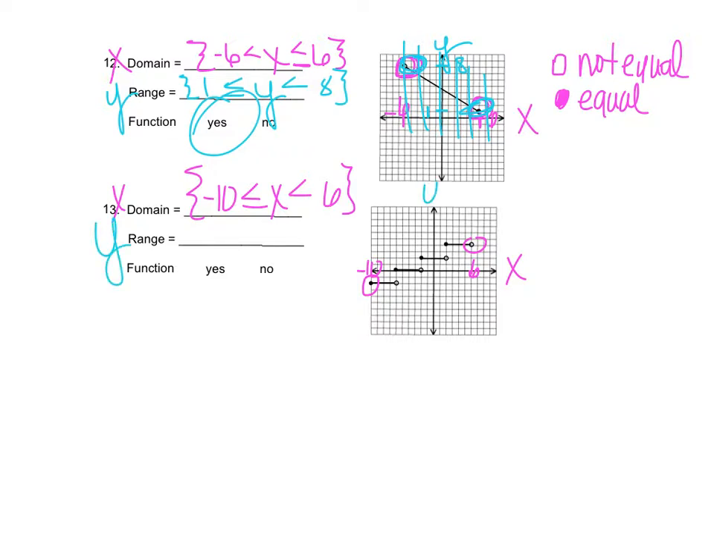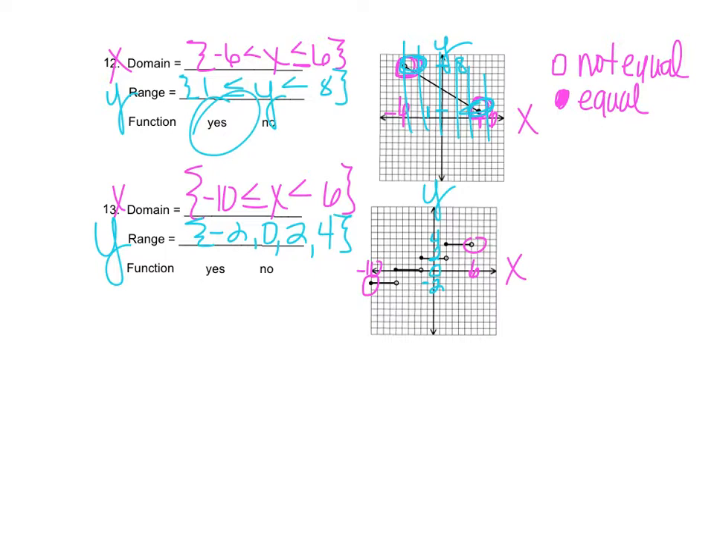The range is going to be a little different on this one. Notice the smallest y value is -2, but it doesn't include the numbers in between -2 and -1, and -1 and 0. It only includes -2, 0, 2, and 4. Those are the only 4 values that we are using on the y-axis. So you're just going to write -2, 0, 2, and 4, because it doesn't include everything in between those numbers, because they're horizontal lines.